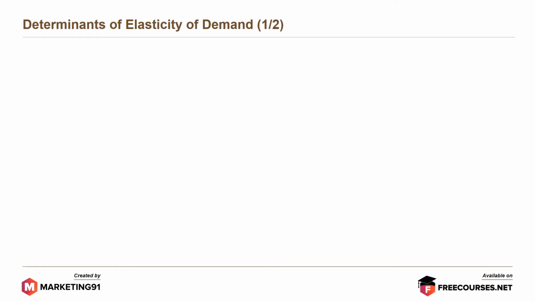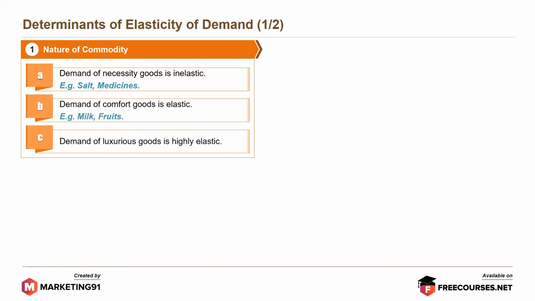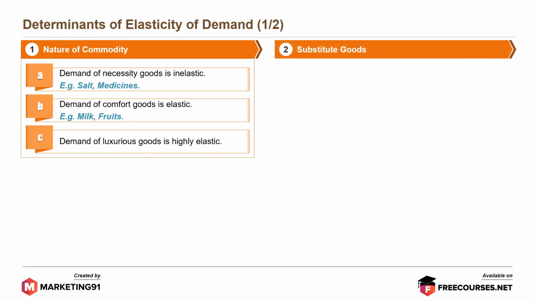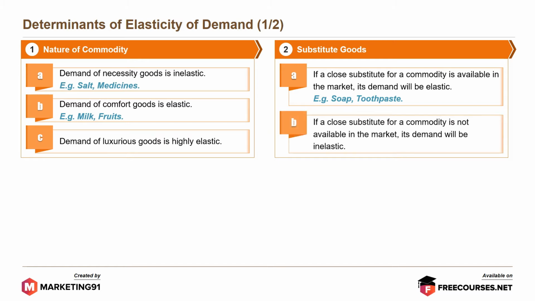Moving on to the determinants of elasticity of demand. First, the nature of commodity. In this case, demand of necessity good is inelastic, demand of comfort good is elastic, and demand of luxurious goods is highly elastic. Moving on to substitute goods. If a close substitute for a commodity is available in the market, its demand will be elastic. If a close substitute for a commodity is not available in the market, its demand will be inelastic.